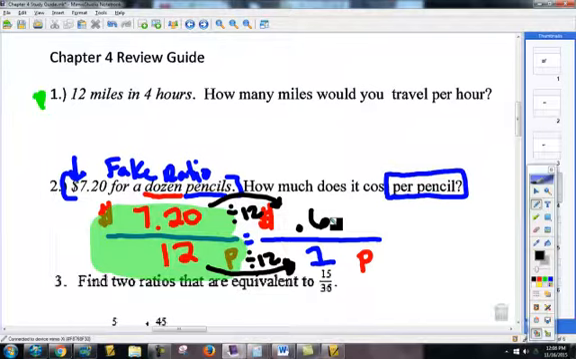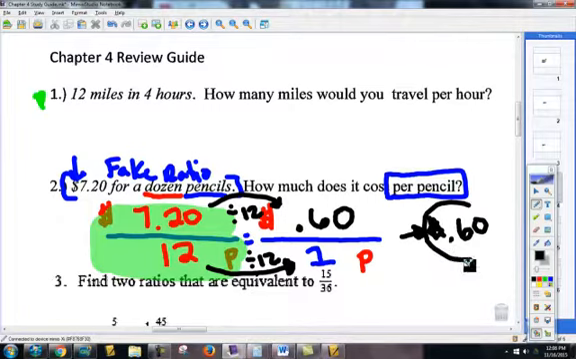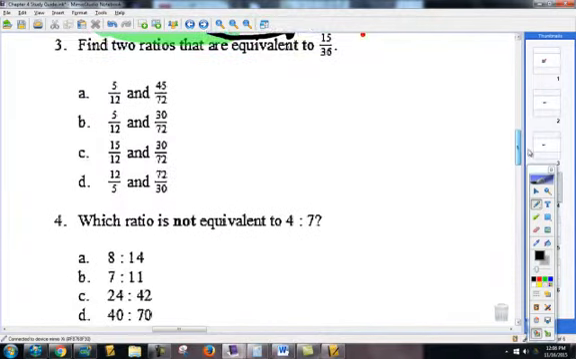And the reason why is because this is money. We cannot have money to 1 decimal place. Money always goes to 2 places, the hundredths. So this is not 6 cents. This is 6 dimes, which means 60 cents. So what would the cost per pencil be? It would be 60 cents per pencil. That's what the answer would be. Do you need to have a proportion? Yes. Absolutely.